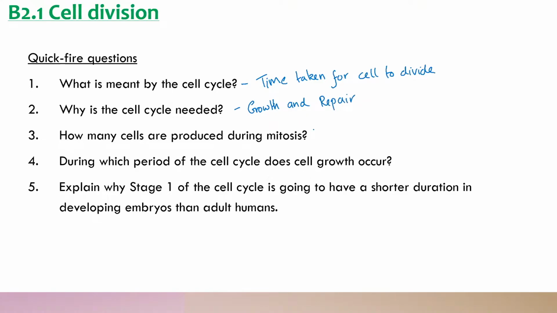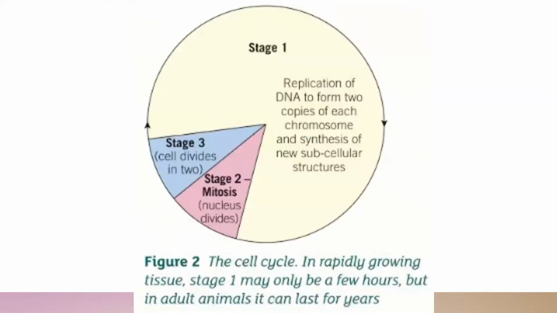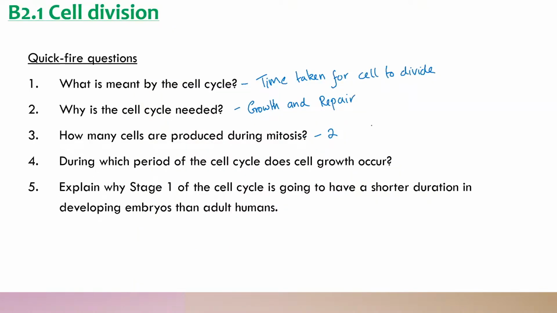How many cells are produced during mitosis? We're going to talk about those in a little bit more detail. So 2. During which period of the cell cycle does growth occur? I need to go back. What does it say? Replication, so stage 1.